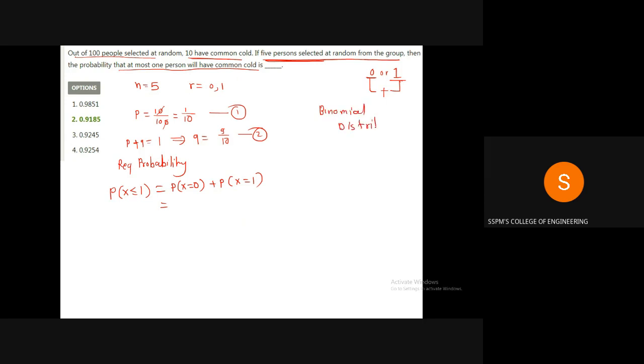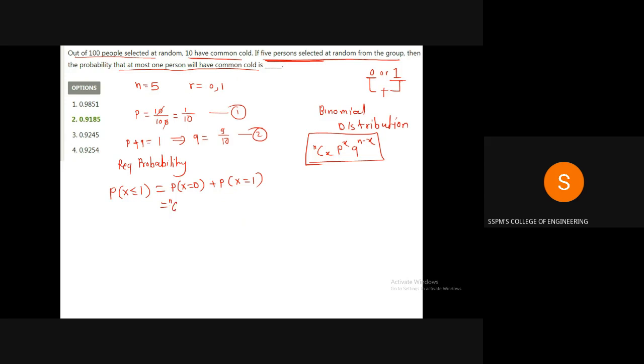So we have already seen the formula in the previous example. Now we will use n. What is the formula? It is nCx p raised to x q raised to n minus x. This is the formula, so we will use that formula also.